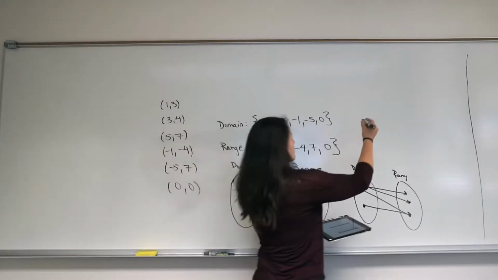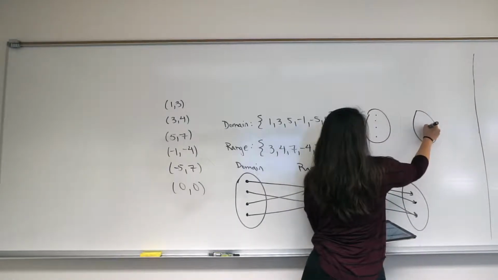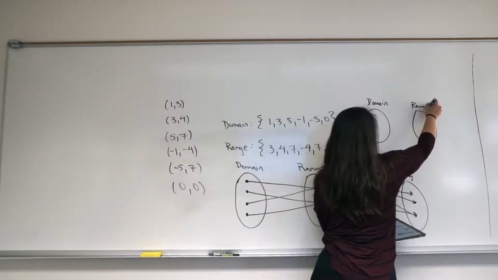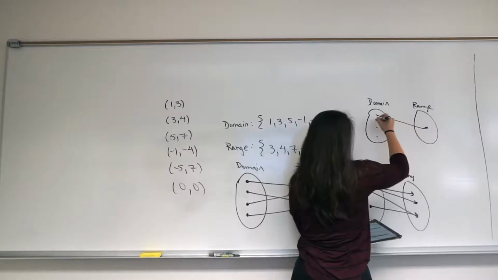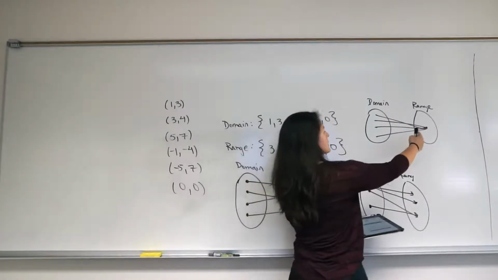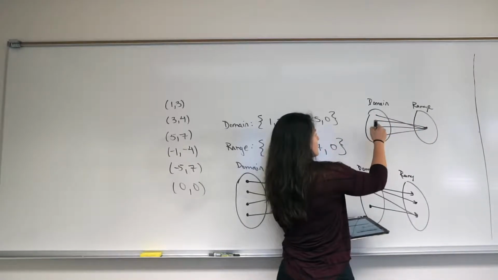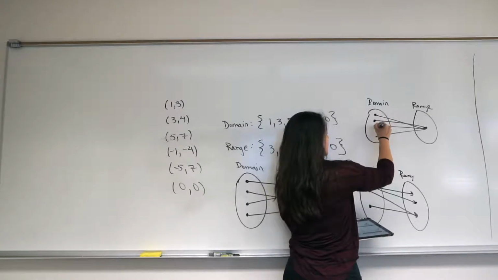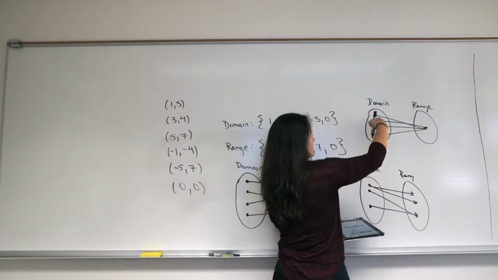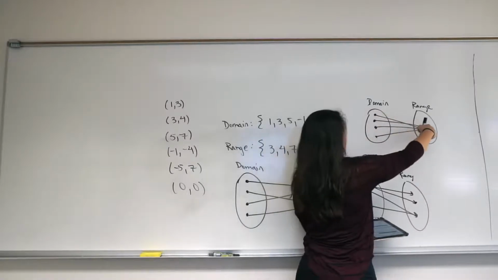But we can have multiple elements in the domain going to a single element in the range, like this. Right? So just because this output here corresponds to many inputs, the important part to note, if I want to call this a function, is that each element in the domain has a unique output. Each input here has a unique output.